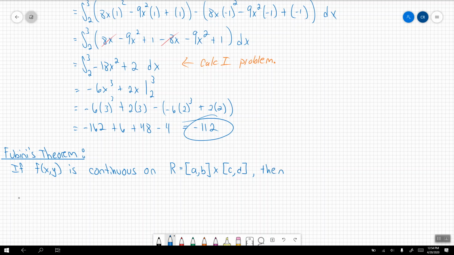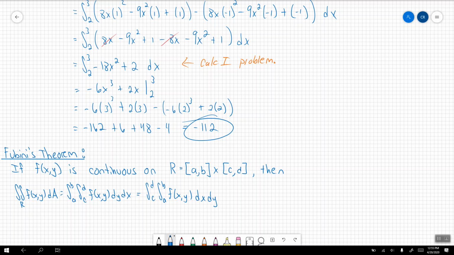Then the double integral over that region for the function f of x, y with respect to the area can be set up as the integral from a to b and then from c to d for this function with respect to, and actually let's not make this dA, the innermost is dy and then dx, or we can set it up as the integral from c to d, the integral from a to b for this function f of x, y. The innermost was the x values, so that's dx, the outermost were the dy's.